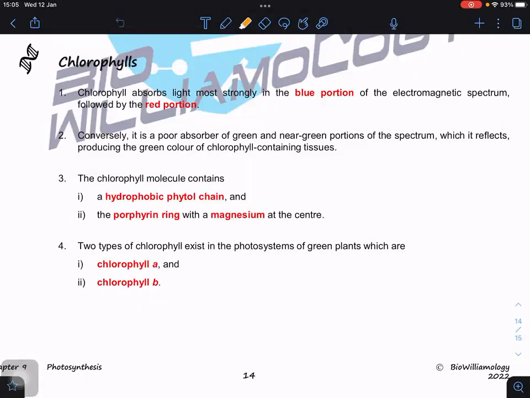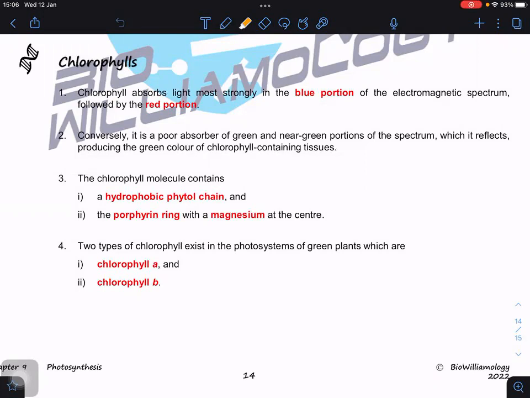Okay, so now we look at the chlorophyll molecule. It's a pigment. This pigment absorbs light most strongly in the blue-violet portions of the electromagnetic spectrum, about 400 to 500 nanometer regions, where you have the violets and the blue spectrum. Then also followed by the red portions, about 600 to 700 nanometer, where it's the orange-red regions.